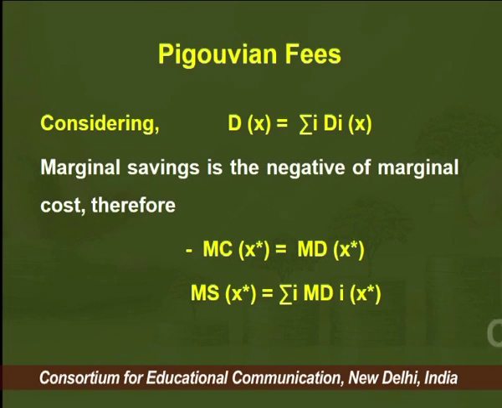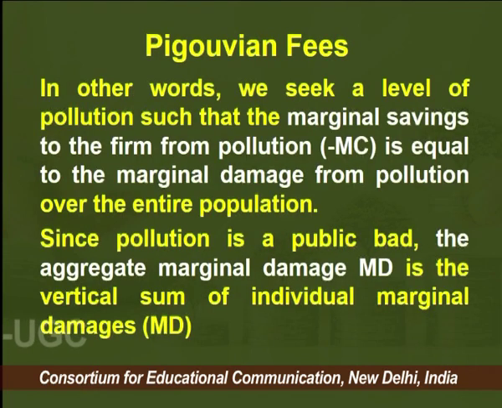Considering on the other side the damage function as a collective damage of n individuals, we can also interpret our optimality condition in terms of savings. At x star, the optimal level of emission, marginal savings are equated to the marginal damages incurred by the pollution and suffered by the victims. In other words, we seek a level of pollution such that the marginal savings to the firms from the pollution, which is minus MC, the opposite of marginal cost, is equated to the marginal damage from the pollution over the entire population.